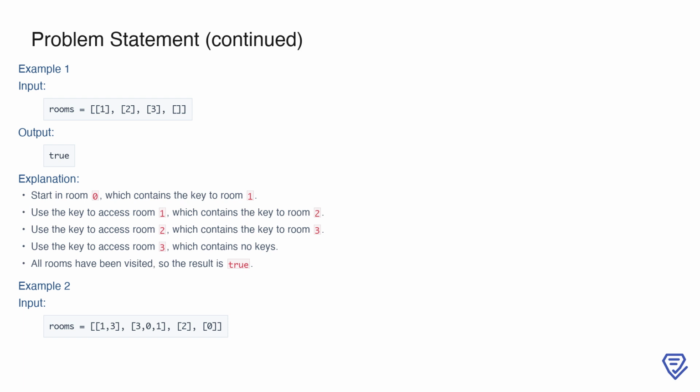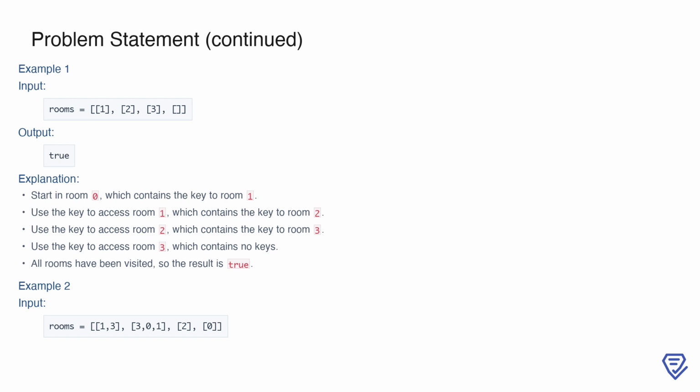Suppose the input is rooms equals [[1],[2],[3],[]]. Here, room 0 contains the key to room 1, room 1 contains the key to room 2, and room 2 contains the key to room 3. Room 3 has no keys. Starting in room 0, you use the key to enter room 1, then use the key in room 1 to enter room 2, and finally use the key in room 2 to enter room 3. Since all rooms have been visited, the output is true.